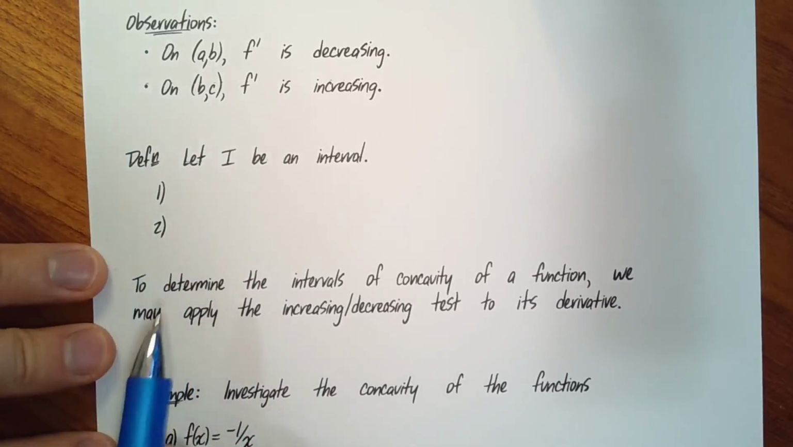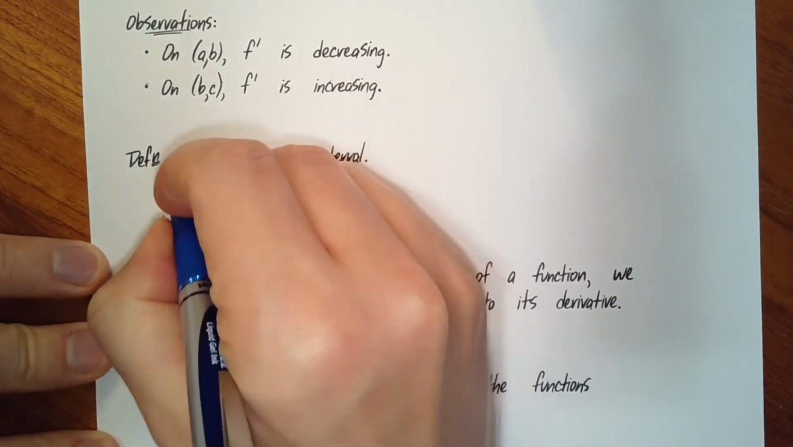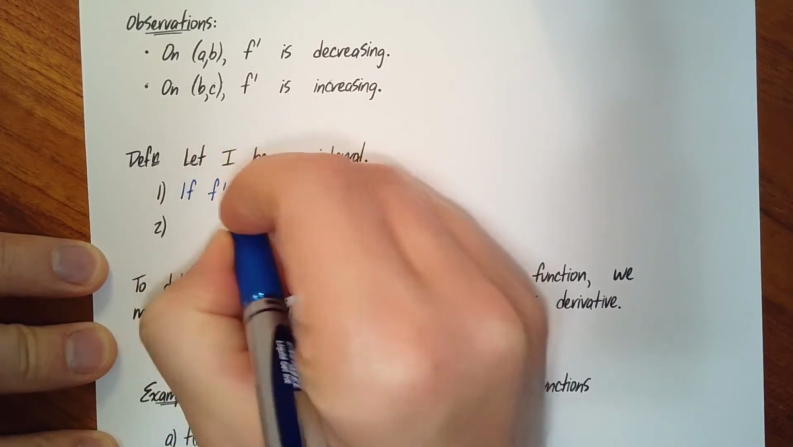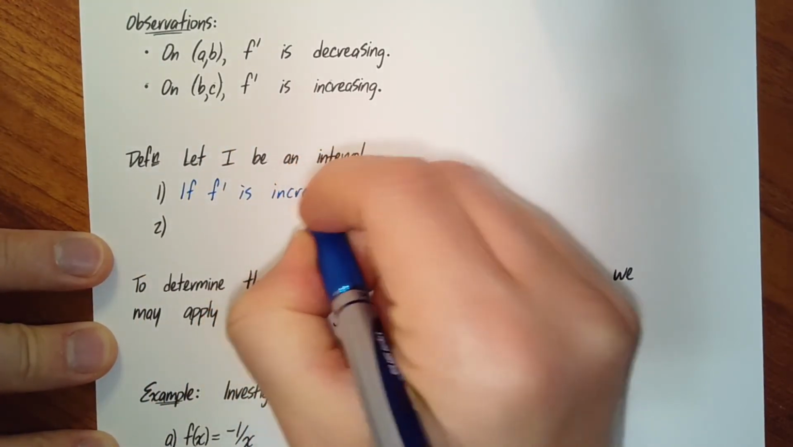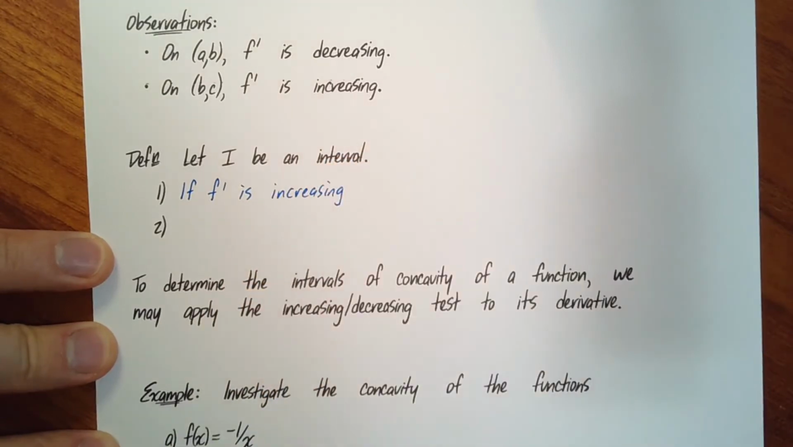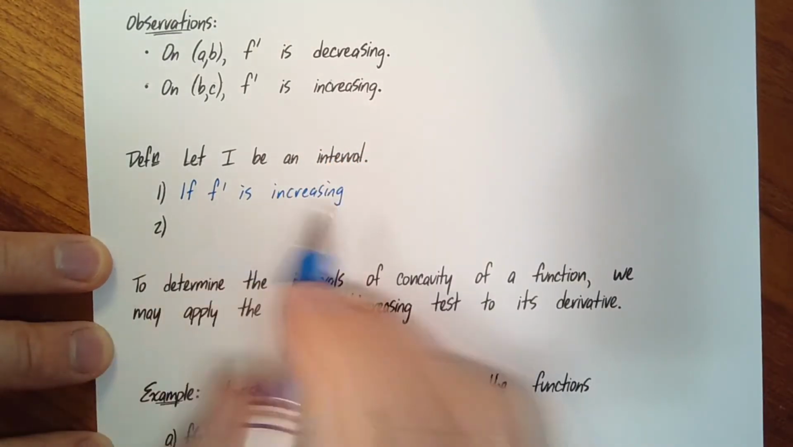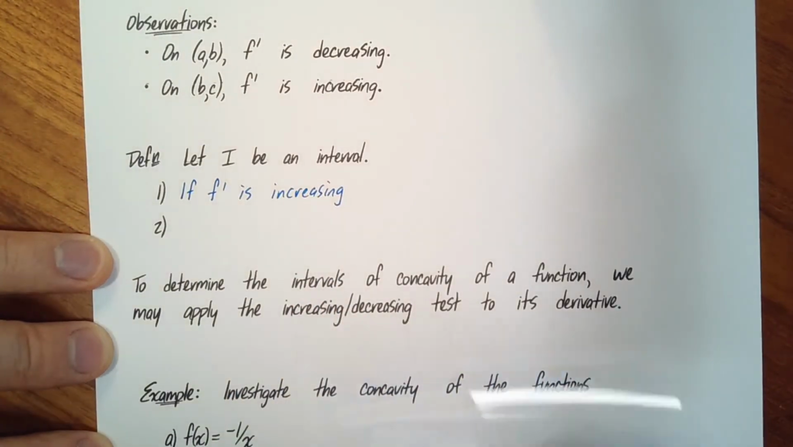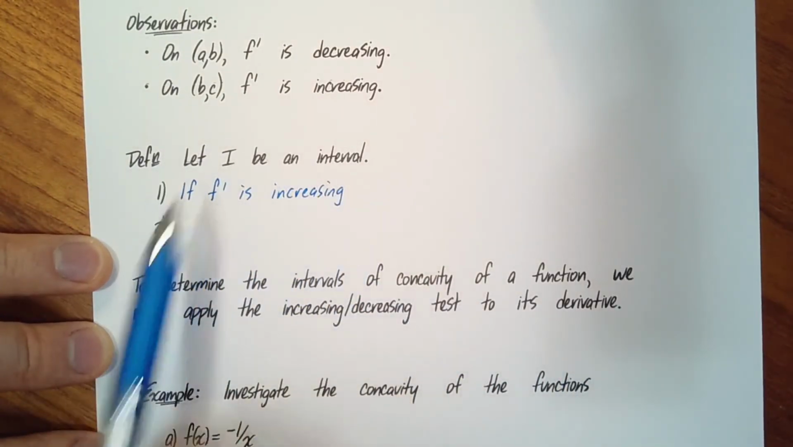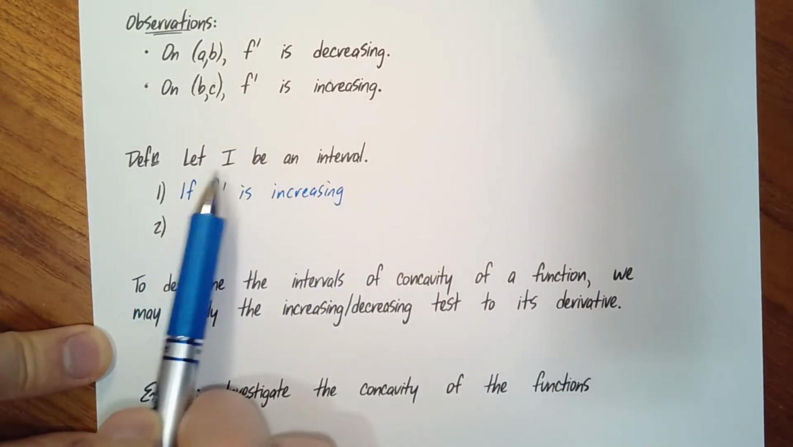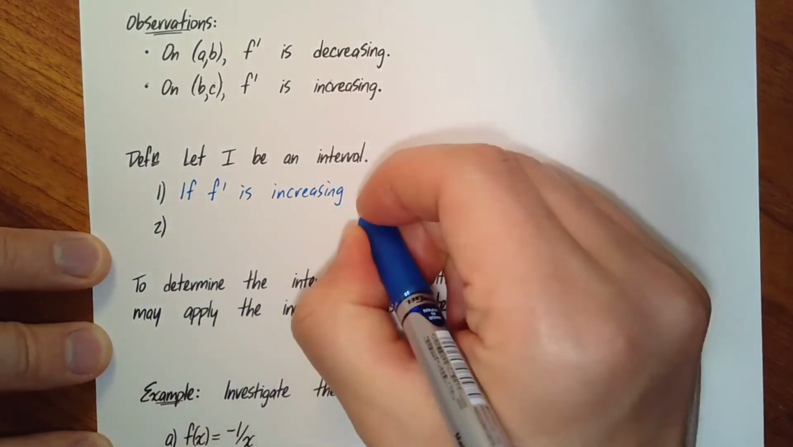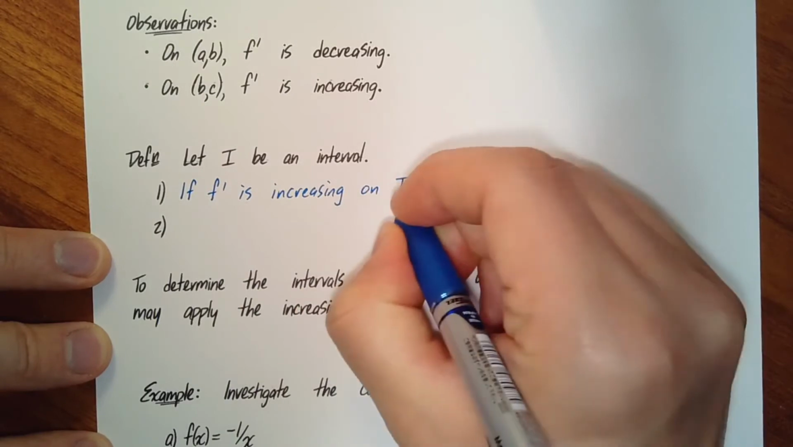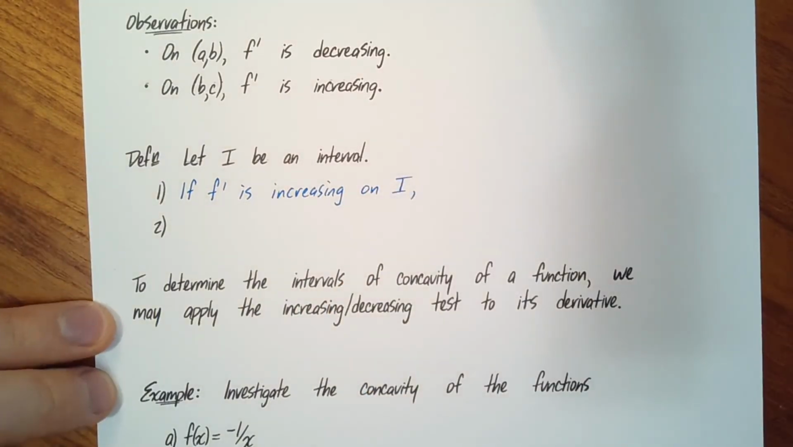Okay, so the first statement is if f prime is increasing on I, so if it's increasing on this entire interval, I guess I shouldn't say open interval because the definition doesn't strictly require that, but like I said, think of it as an open interval, but I won't write open interval here. I'll just say if f prime is increasing on the interval I, well, then we say that f is concave up.